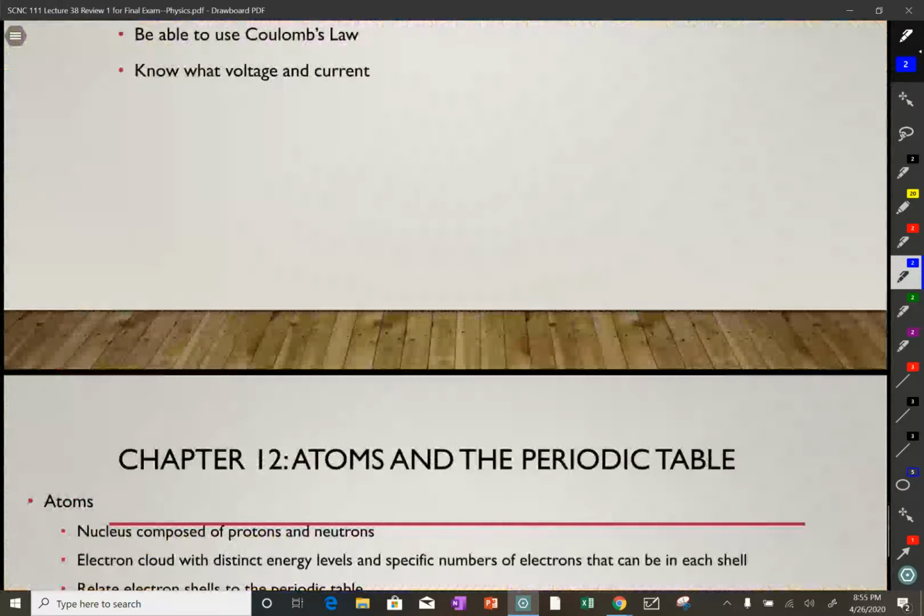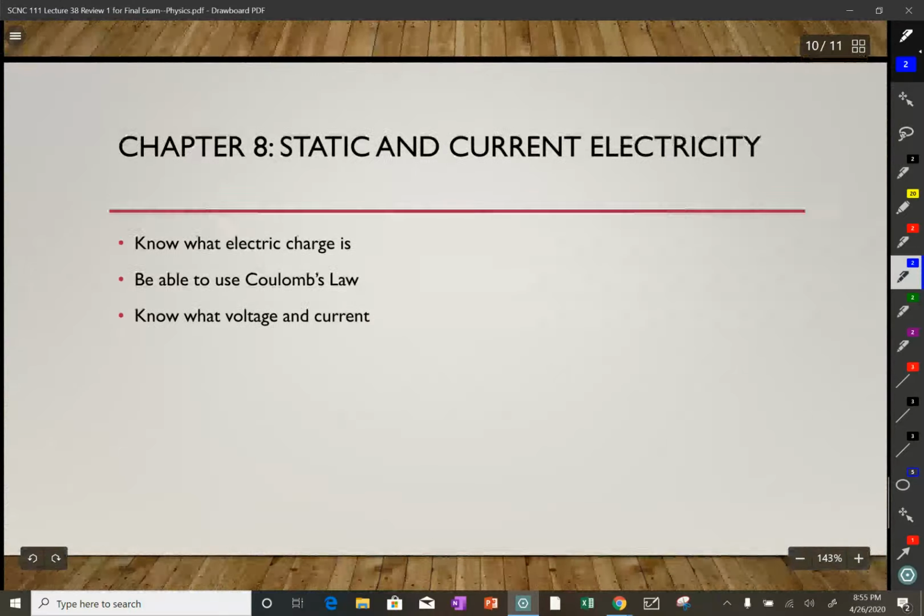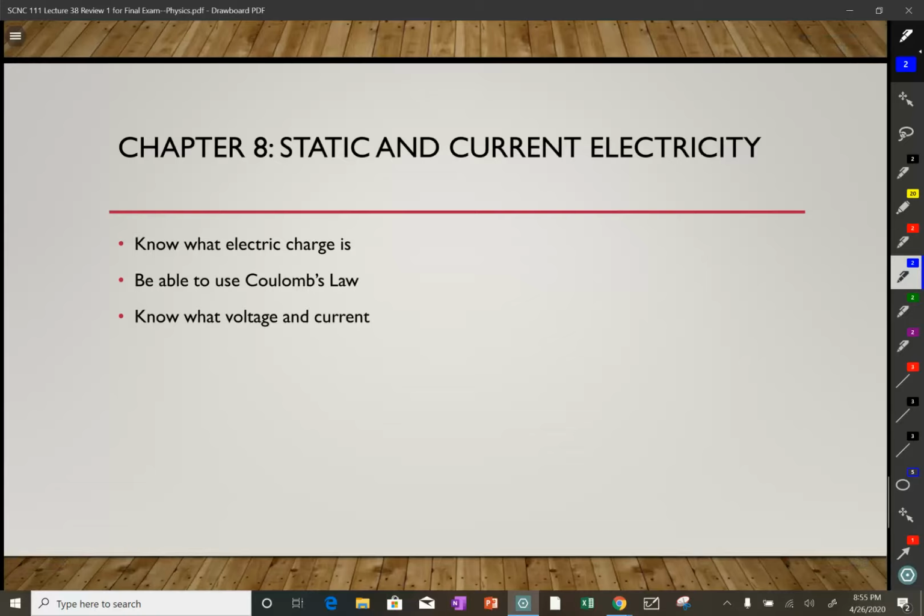The periodic table is supposed to be in the chemistry section. That wasn't supposed to be in this lecture. It's in the next one. So this is the last slide.